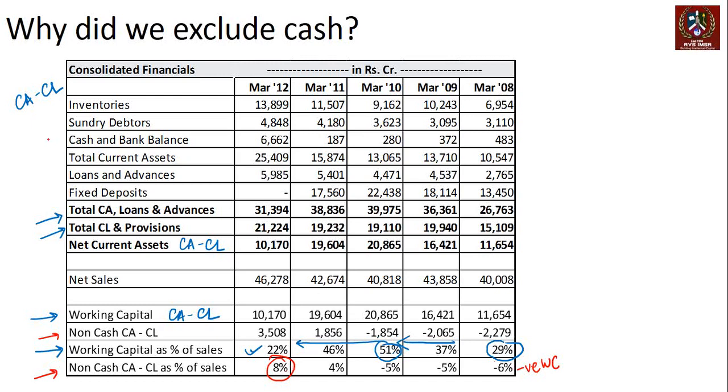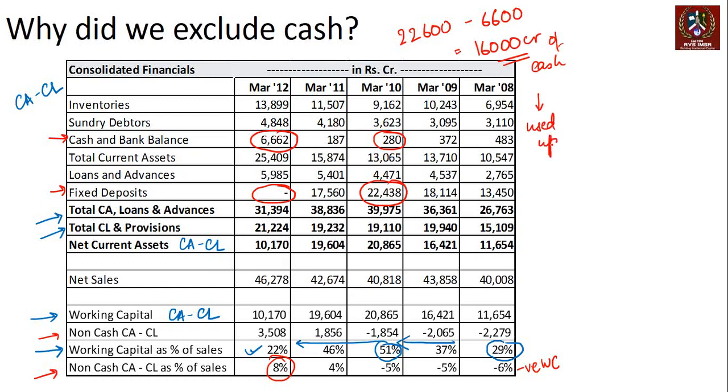If you look at this company, they have two headers in cash and bank balances and fixed deposit. They have about 22,000 crore of cash and another 280 crore here. So roughly about 22,500 crore of cash that they have used up. So this becomes zero. And now they have about 6,000 crore of cash left. So how much? 22,600 crore minus 6,600 crore, which means they have used up 16,000 crore of cash, right? The cash has been used up.